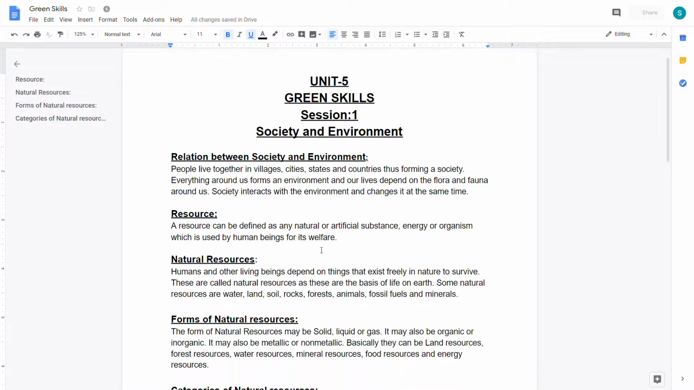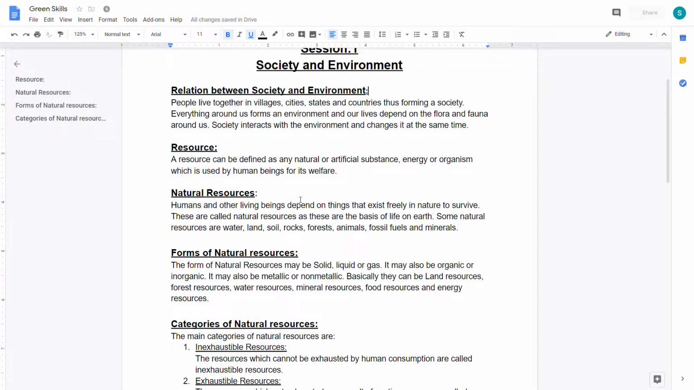Now we are going to discuss the natural resources. First of all, we will discuss what a resource is. A resource can be defined as any natural or artificial substance, energy, or organism which is used by human beings for its welfare. Now, natural resources.